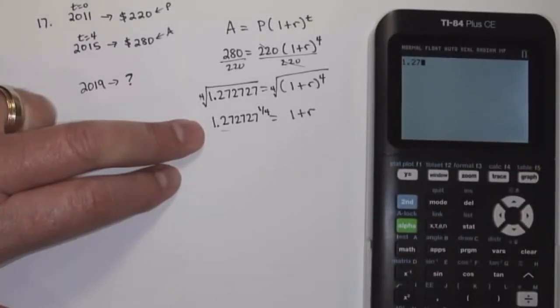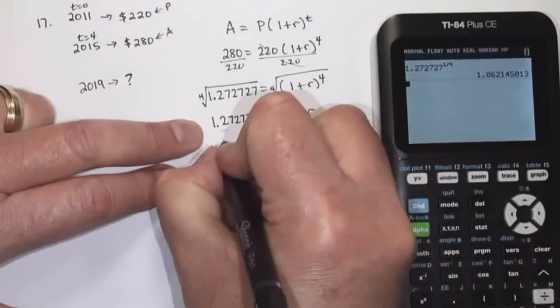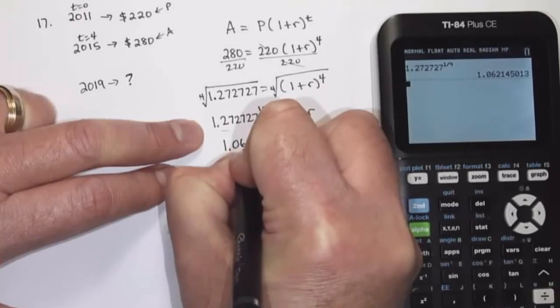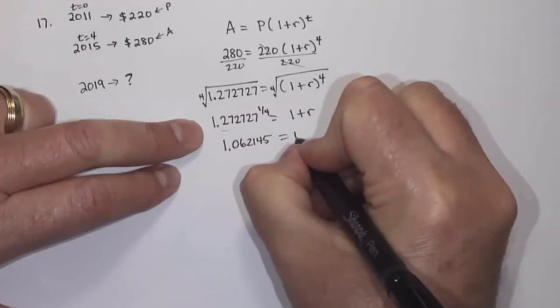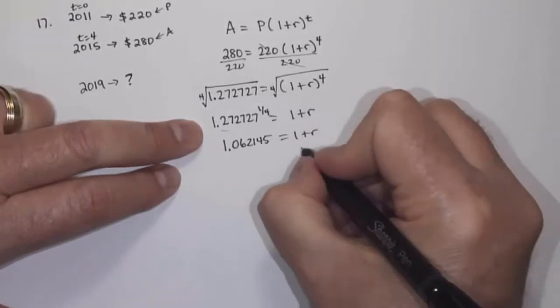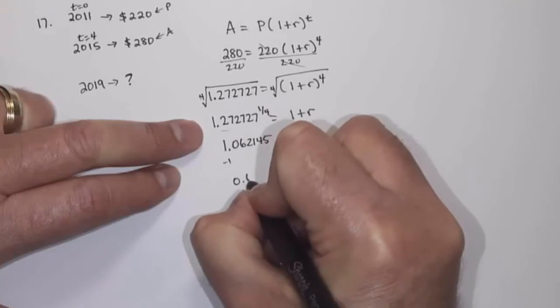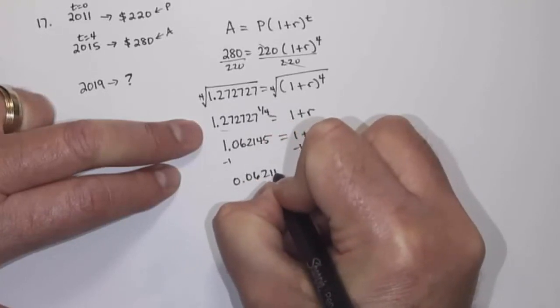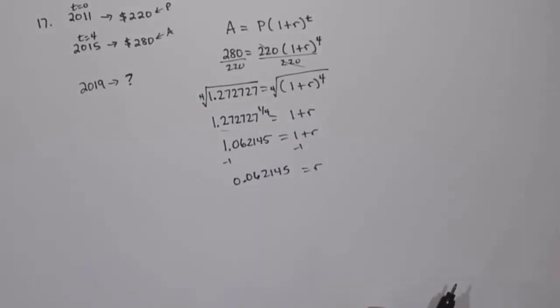I'm going to take 1.272727 and raise that to the 1/4 power. And so that is about 1.062145. 1.062145 equals 1 plus r. Subtract 1 from both sides, so r equals 0.06215. So there is our growth rate.